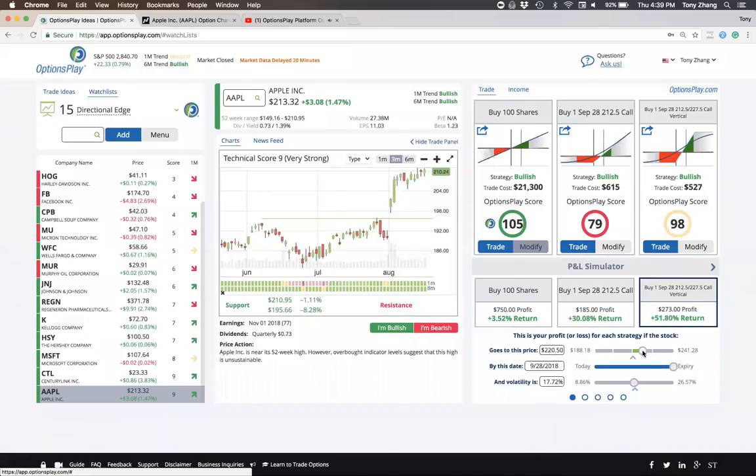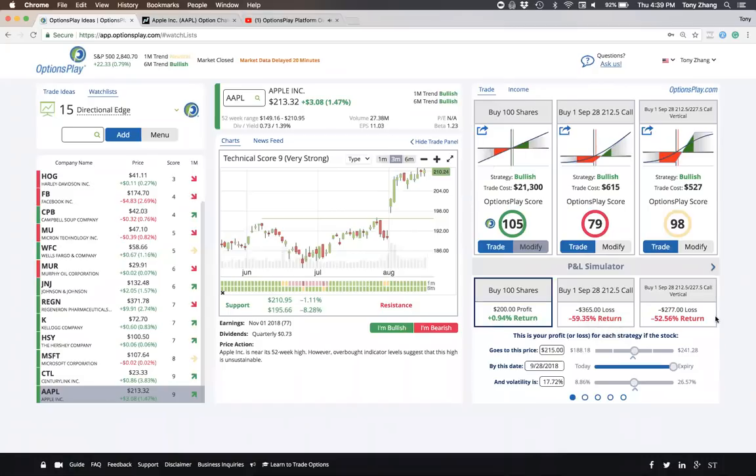And that's really where the P&L simulator comes into play. So let's say you think the stock, which is at 213 right now, is going to go up to, let's say, 215. So you think it's just going to move modestly higher. As you can see, only the stock will give you any return, only 1% return if the stock goes to 215. But if you bought a call option or if you bought a vertical, you'd actually lose money.